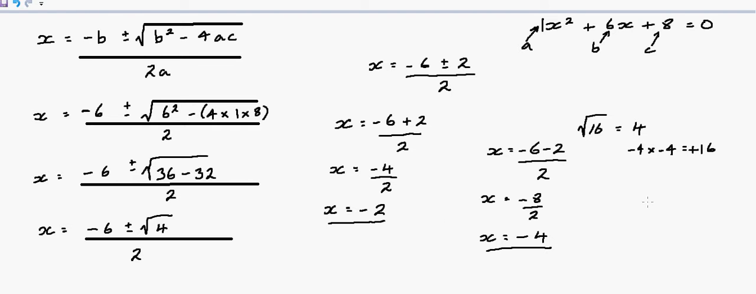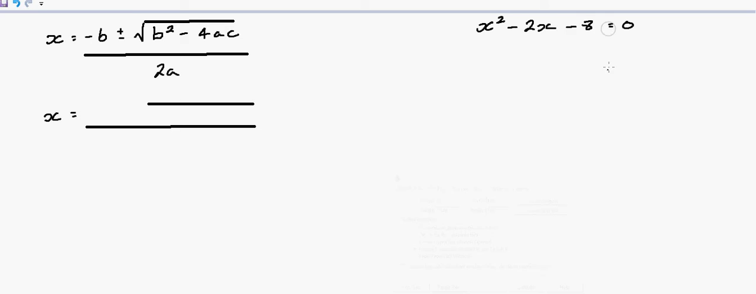And as I said before, if we were to draw this line on a graph, we will get the parabola and it will cut the x-axis at minus 4 and at minus 2. This is what we're working towards. So I'll pause there and I'll put another one up.